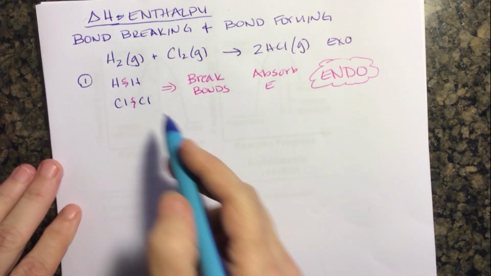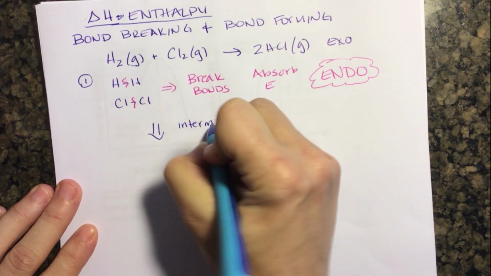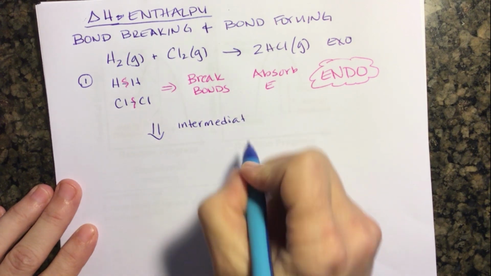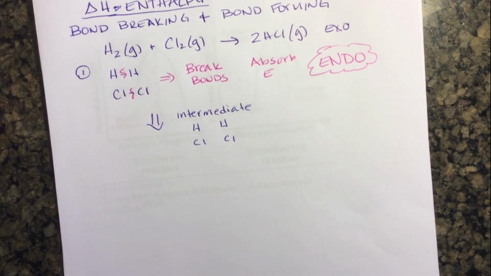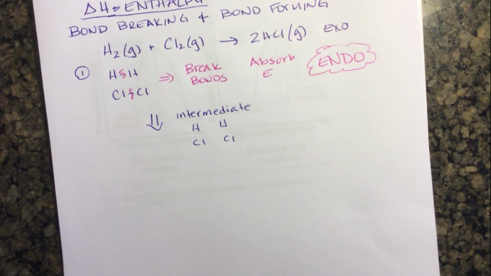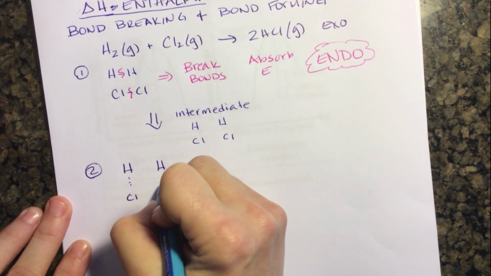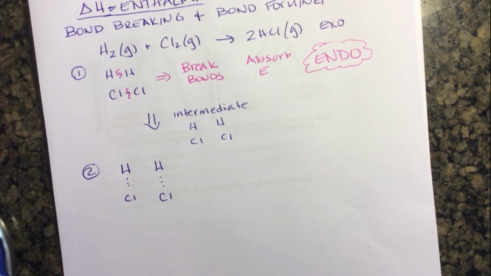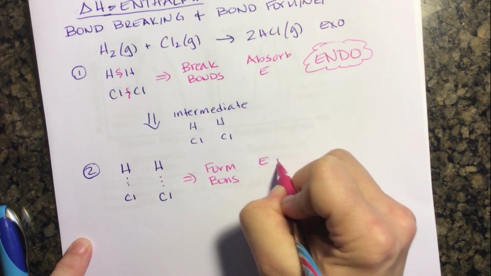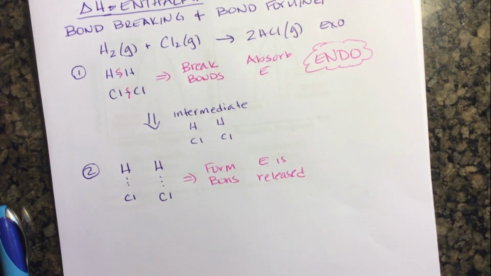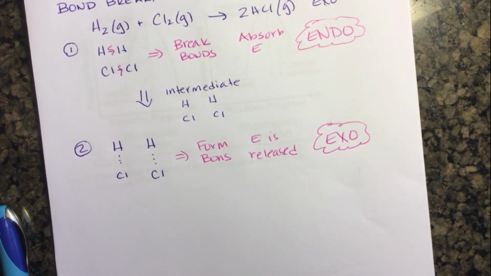So what happens next is that once we break these bonds, we're going to have an intermediate stage where we have some H's and Cl's floating around. And if they get close enough and it's energetically favorable, these hydrogens and chlorines are going to snap together, and energy is going to be released. So when we form bonds, energy is released. And if energy is released, we say it is exothermic. So that step in the reaction is exothermic.